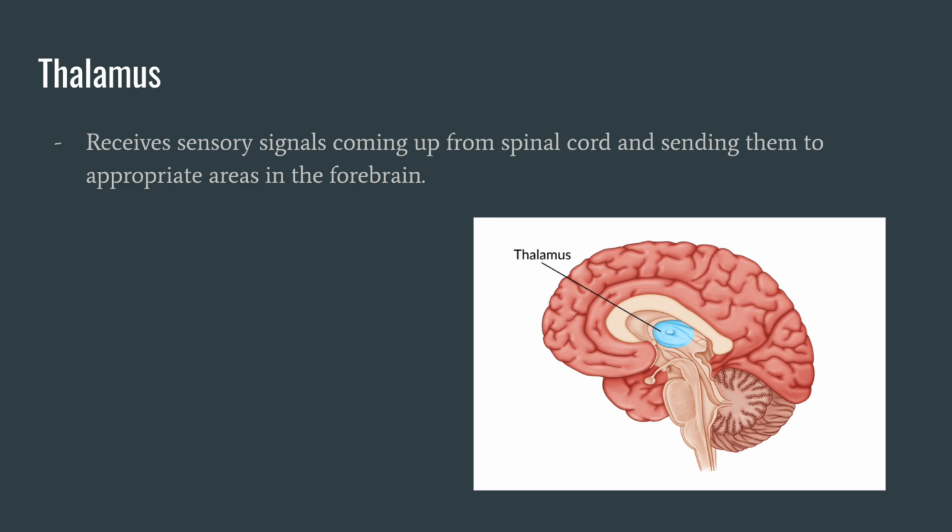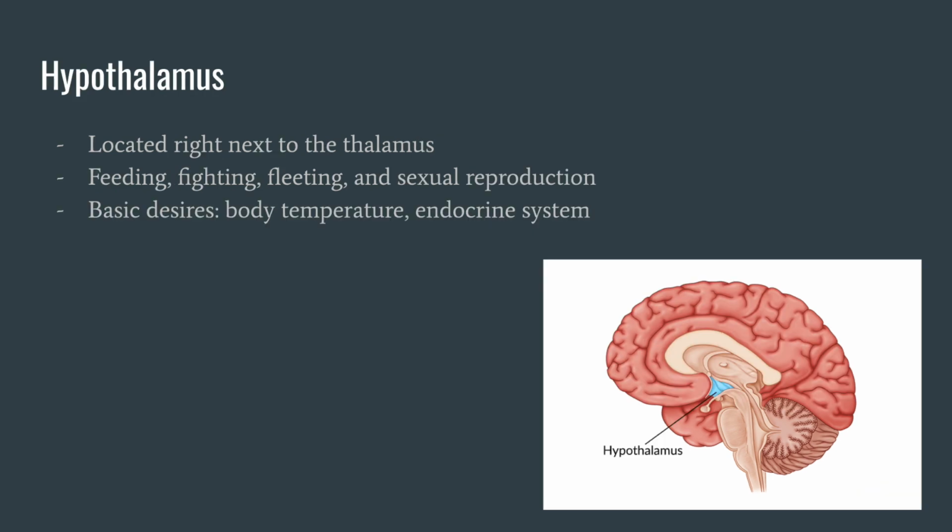Thalamus receives sensory signals coming up from the spinal cord and sends them to appropriate areas in the forebrain. Hypothalamus is located right next to the thalamus, and you have to memorize these functions. It is for feeding, fighting, fleeing, and sexual reproduction, and it is also related to basic desires, which is body temperature and endocrine system. So you really have to memorize this brain structure because it's one of the very essential parts.